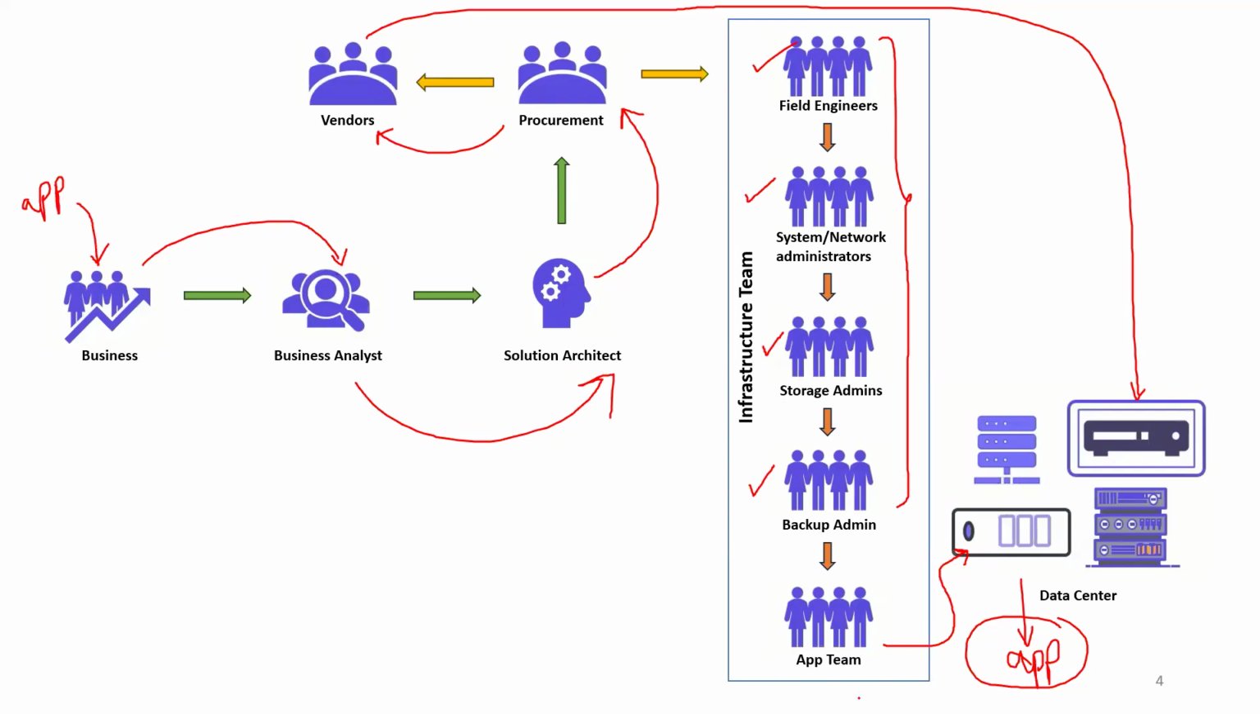the infrastructure or hardware is ready. Now the application team, whatever code they have developed, they are going to deploy the code on top of this hardware. That's where your application is available.